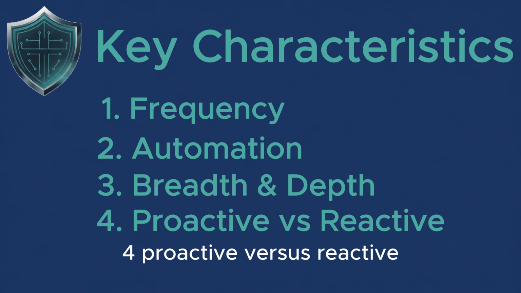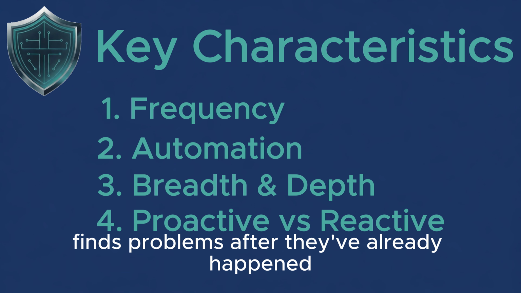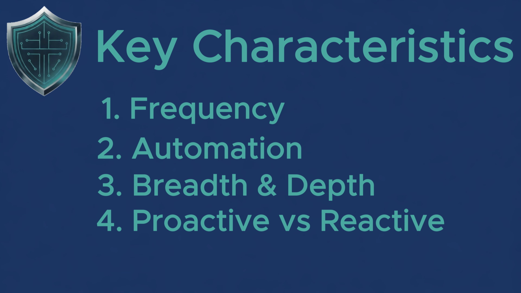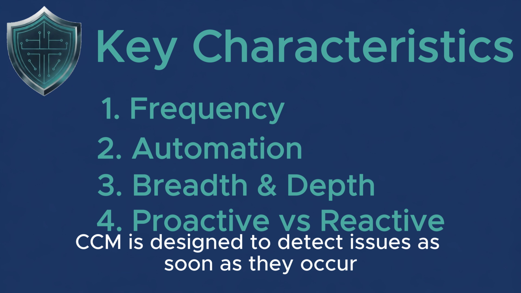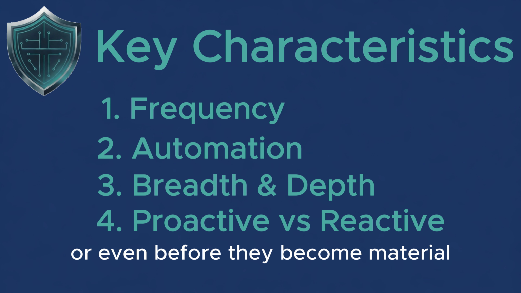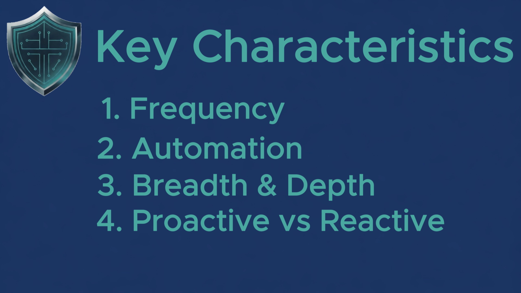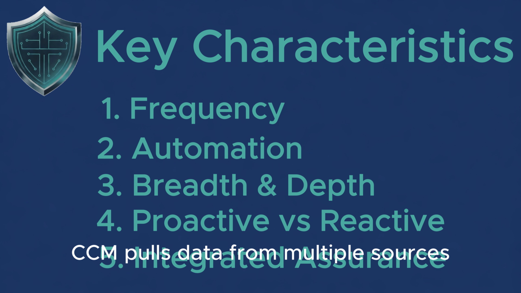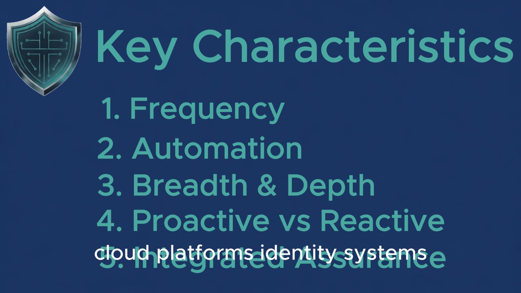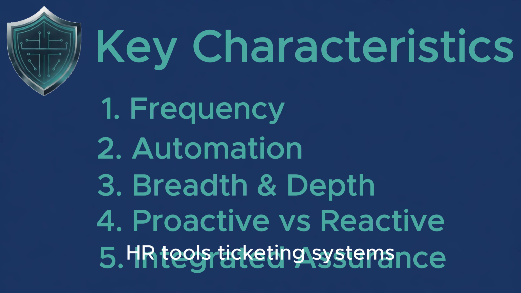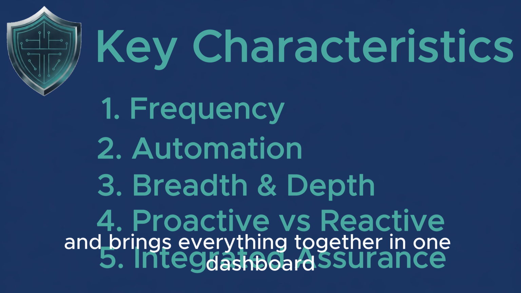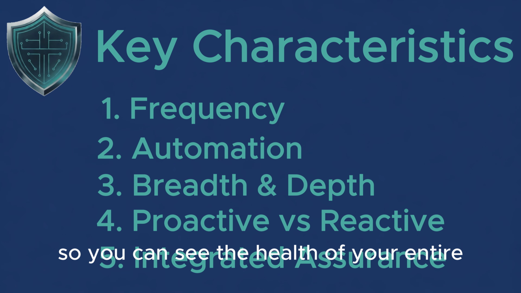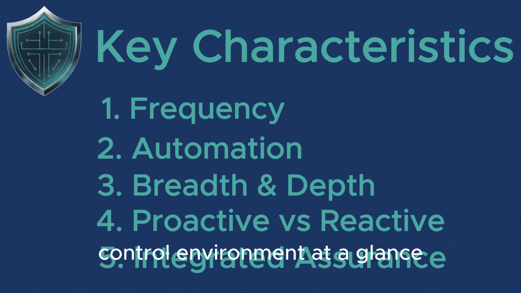4. Proactive versus reactive. Traditional testing finds problems after they've already happened and caused damage. CCM is designed to detect issues as soon as they occur, or even before they become material. 5. Integrated assurance. CCM pulls data from multiple sources: cloud platforms, identity systems, HR tools, ticketing systems, and brings everything together in one dashboard so you can see the health of your entire control environment at a glance.